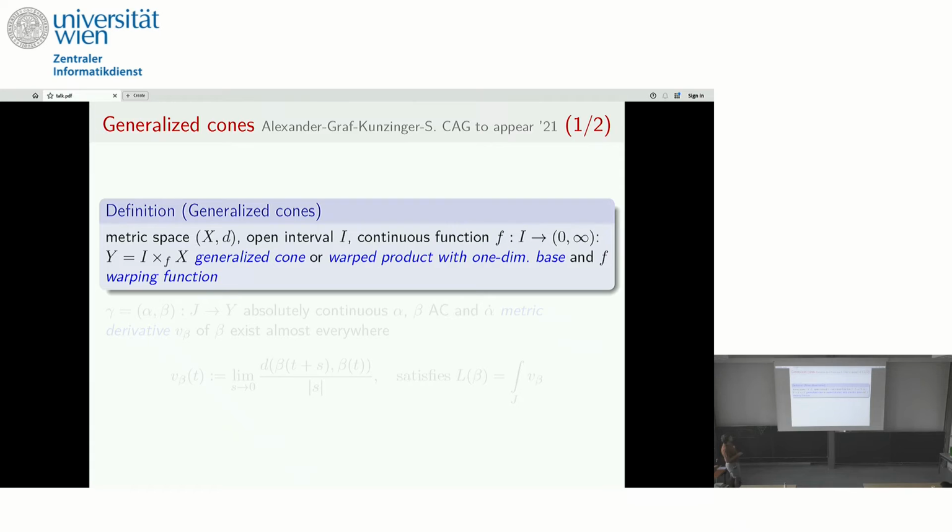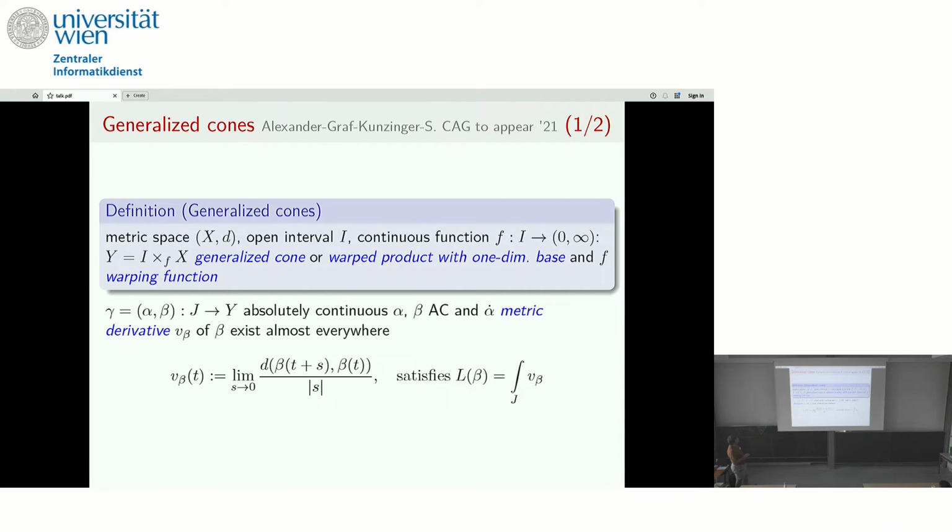a non-negative continuous function f, and you take the product. You should think of it as a warped product with a one-dimensional base, where the base is now not Lorentzian, or has a minus. If you take a curve gamma, which has the components alpha and beta, so alpha goes into I and beta into X, absolutely continuous, then alpha dot exists almost everywhere, and the metric derivative of beta exists almost everywhere. The metric derivative is given here and satisfies that if you integrate it, you get the length of beta.